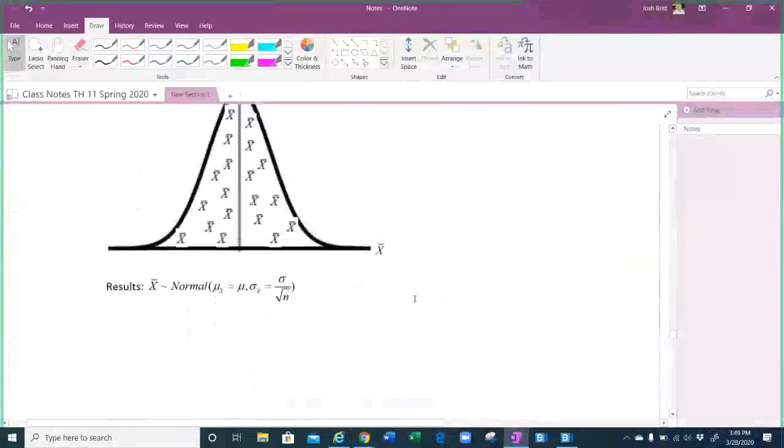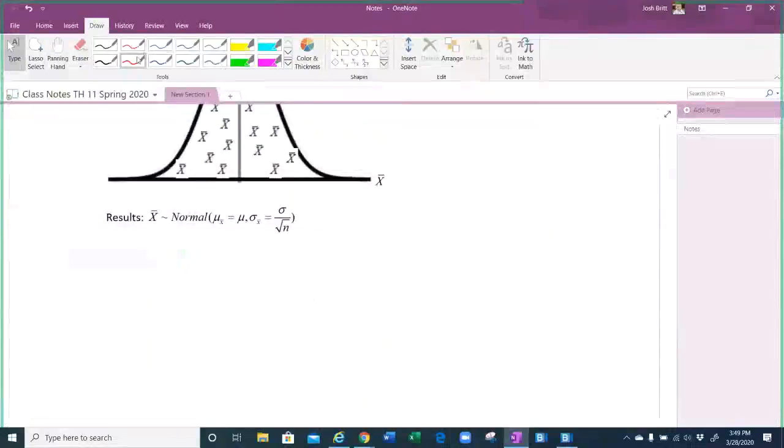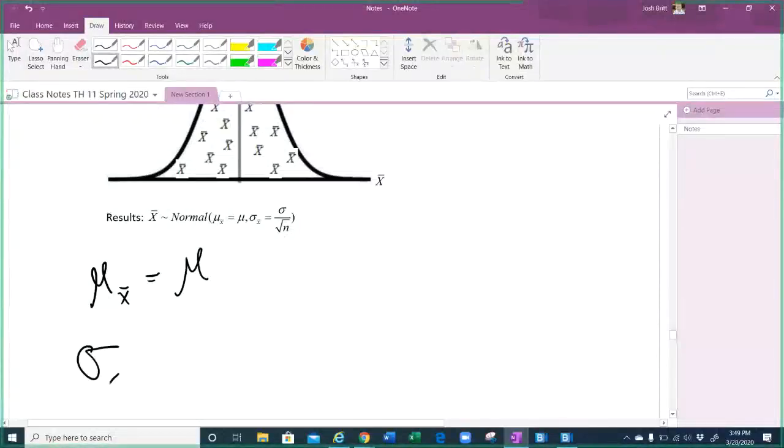So if you just want to make a note here that the mean of the sampling distribution of x bar is always the regular mean, and the standard deviation is sigma over square root of n. So these guys here are going to be important, especially that one.